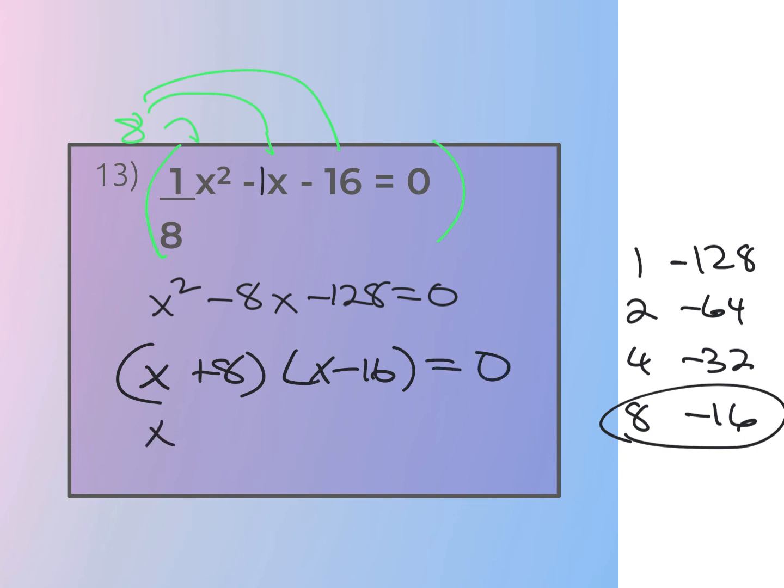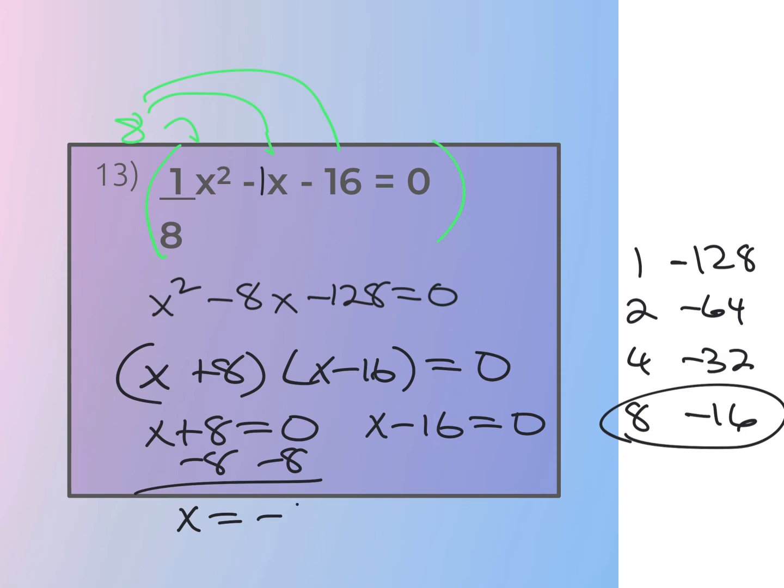Set each of the factors equal to 0. Subtract 8. First answer is negative 8, and the second answer is positive 16. And I'm done. And that's it for solving by factoring.